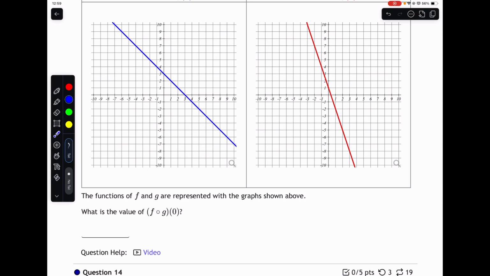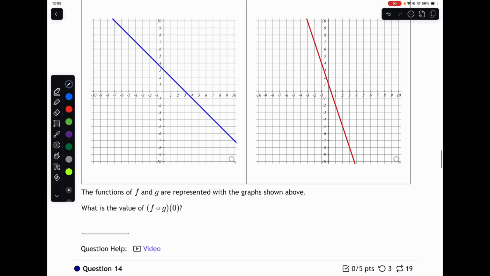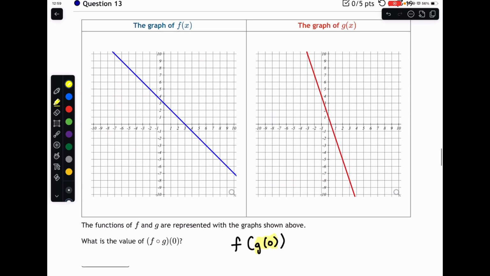So here again, because we're doing this composition, f of g of 0, f∘g of 0, we have to first start by evaluating g of 0. From the graph on the right side, the one in red, g of 0, when x is equal to 0, is that point right there. So this point has an input value of 0 and an output value of 1, which means g of 0 equals 1.